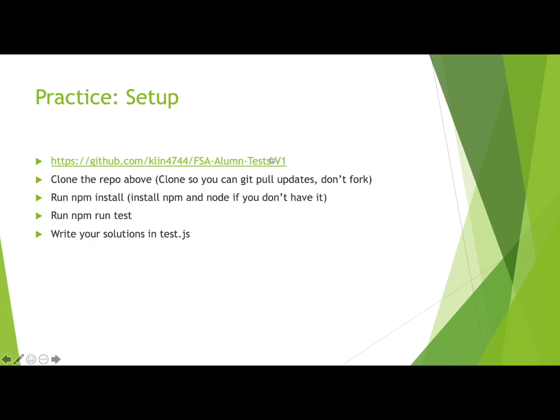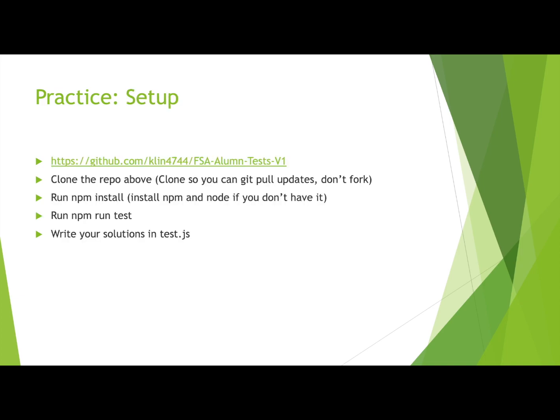And make sure you clone the repo because if you fork it, you'll lose the remote to my repo, and then you won't be able to pull updates. And then when you have that on your local machine, make sure you install all the packages with npm install, and then do npm run test, and then write all your solutions in the file called test.js. And then when you're ready, when you hit save, if you did npm run test, it should load the test specs and check your answer for you.